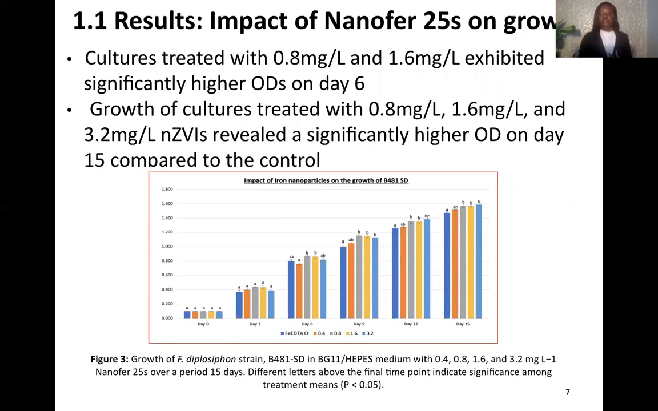Results are shown in Figure 3 for the growth of F. diplosiphon strain B481SD cultures over a 15-day period. Looking at Figure 3, we can see that day 6 was the first day where cultures grown in the presence of nanoparticles showed significant increase in growth over the control cultures, which were grown in the absence of nanoparticles. This trend continued until day 15. On day 15, final significance was measured, and it was shown that all cultures grown in the presence of nanoparticles at concentrations 0.8, 1.6, and 3.2 milligrams per liter showed significant increase in growth over the control cultures.